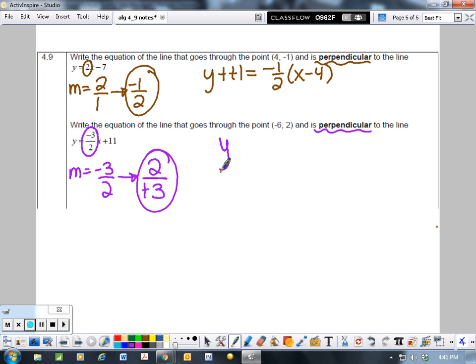So now I'm going to do y minus the y value of my point equals my new slope, 2/3, times x minus the x value of my point. I take care of my double negatives. And as long as they want it in point-slope form, we're good. So read your directions. Look, point-slope form or slope-intercept form. If they want slope-intercept form, you start with point-slope form and then you do your distribution and you'll be fine.